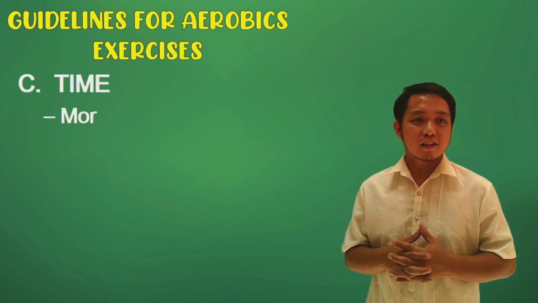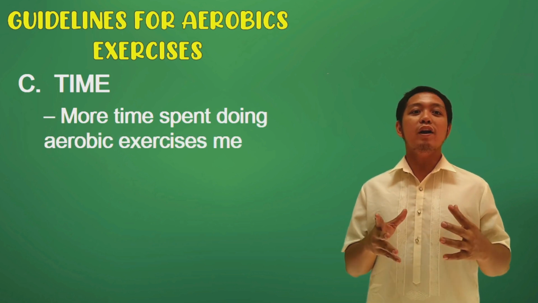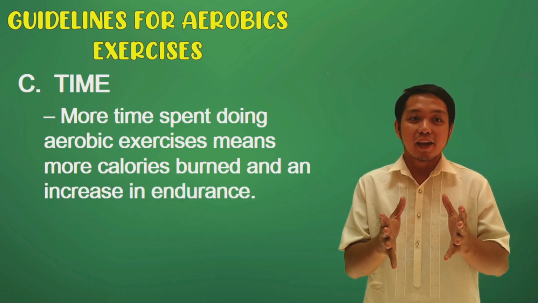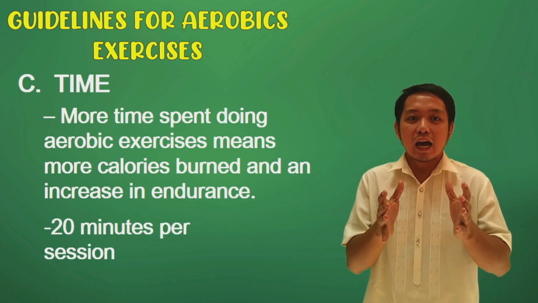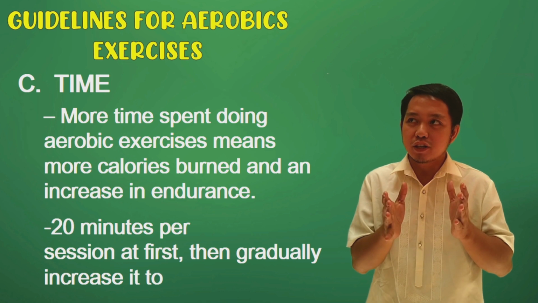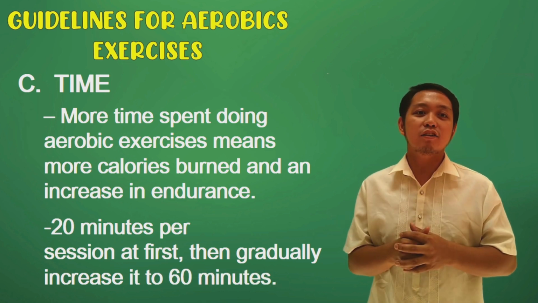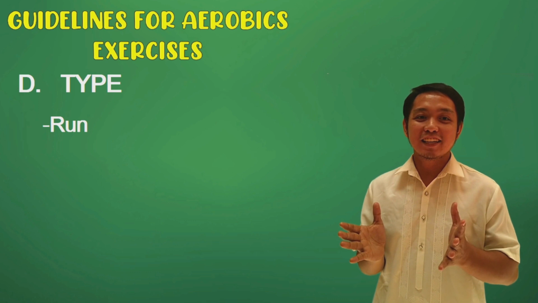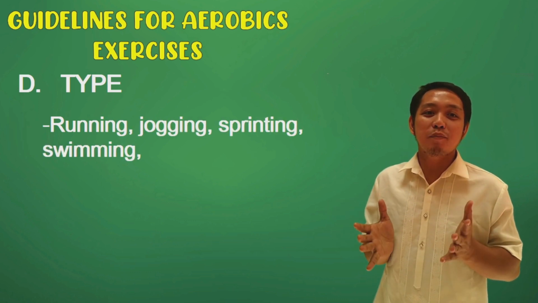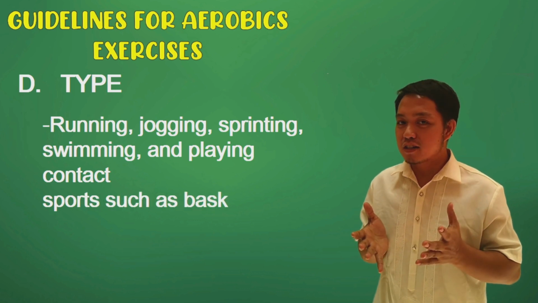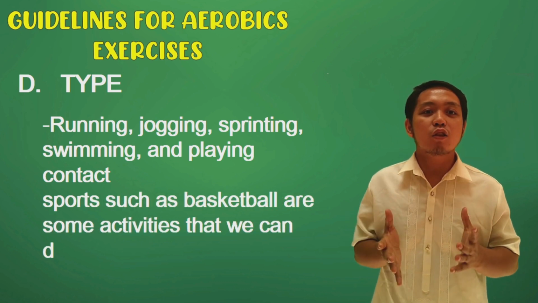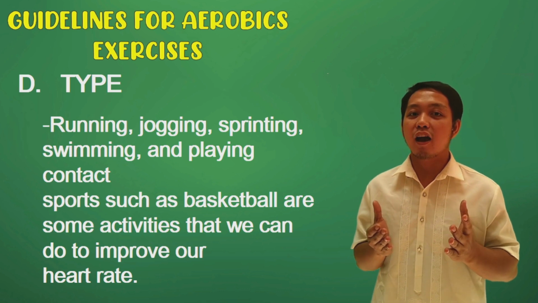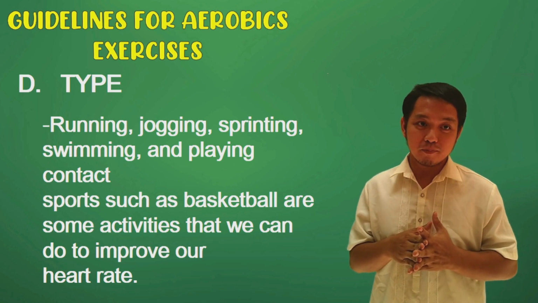Next is the time guidelines. More time spent doing aerobic exercises means more calories burned and an increase in endurance. We can at least do 20 minutes per session at first, then gradually increase it to 60 minutes. Next is the type: running, jogging, sprinting, swimming, and playing contact sports such as basketball are some activities that we can do to improve our heart rate. It is important to try different activities and exercises to avoid boredom.